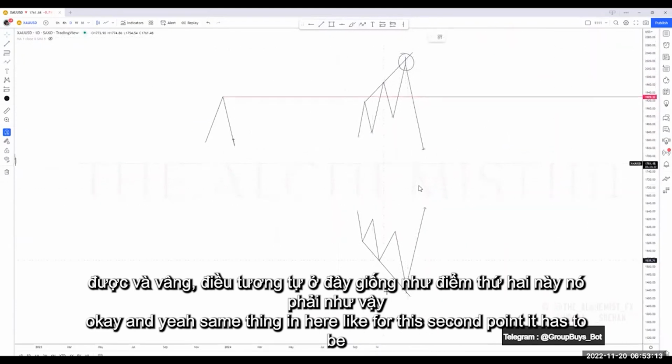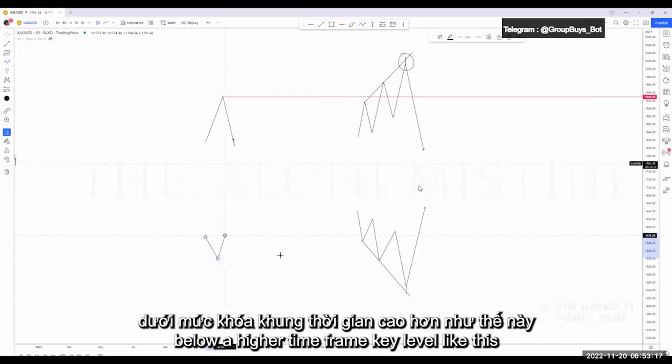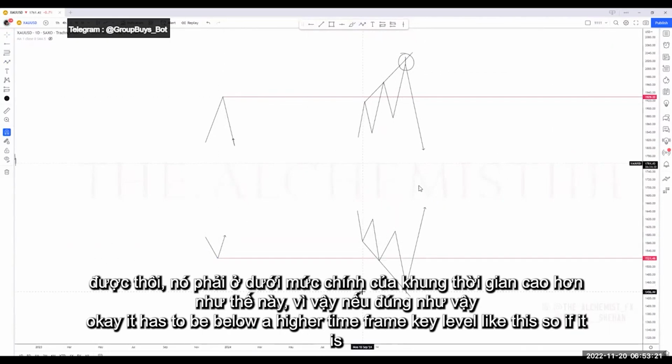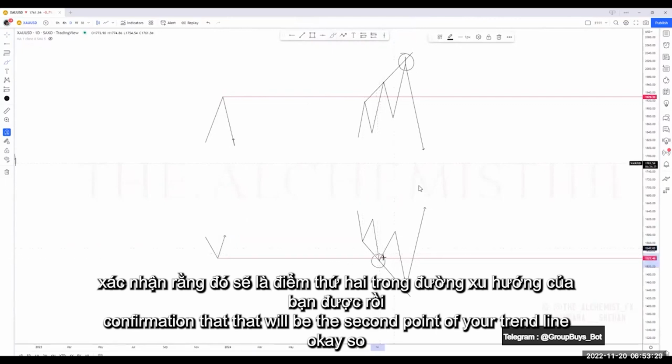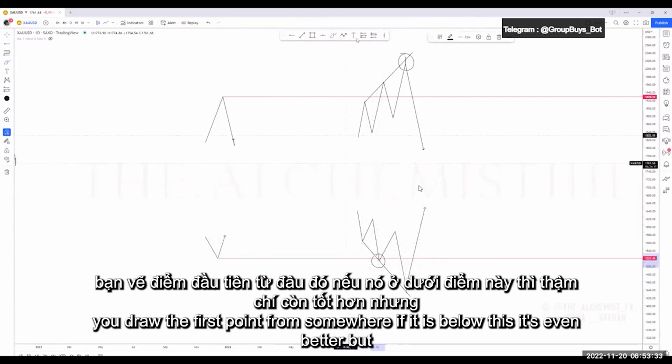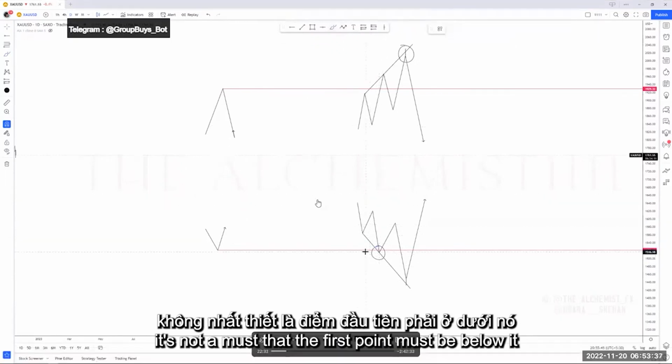And same thing in here. For this second point, it has to be below a higher time frame key level like this. If it is below a higher time frame key level, then you have the confirmation that it will be the second point of your trend line. So you draw the first point from somewhere. If it is below this, it's even better, but it's not a must that the first point must be below it.